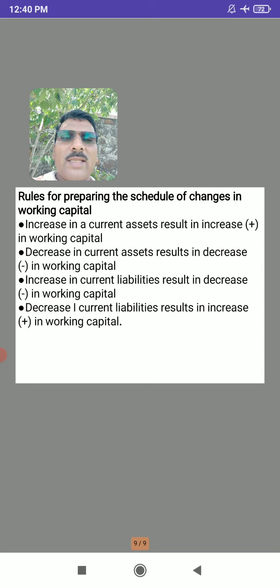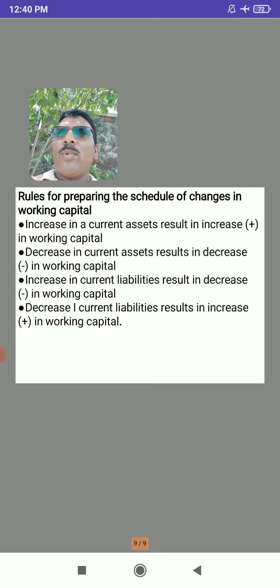Like this, we have to follow four important steps for the preparation of the fund flow statement.